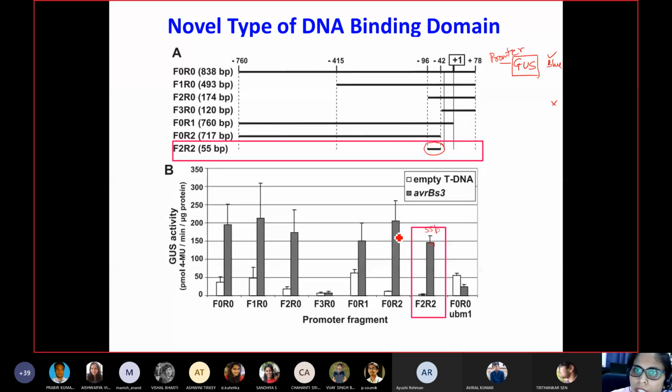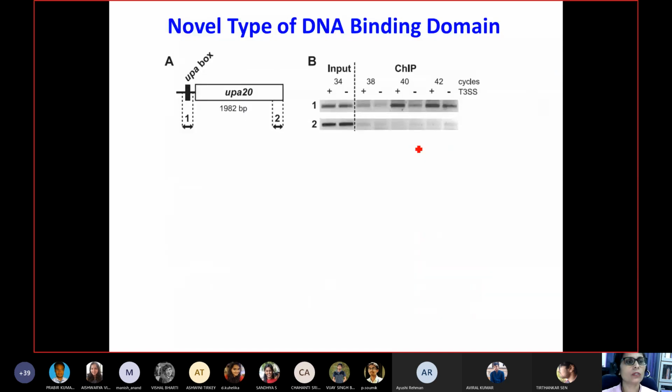In fact, I want to point out here, if you delete up to 120 base pair, F3R0, which is going further from this direction till here, then you lose the promoter activity, and it is shown in this case. So here you do not have any activity. That means they were able to define the sequences which are giving you the response. Minus 42 to minus 96 was the prominent sequence of the promoter region that was able to be bound by AVR-BS3.